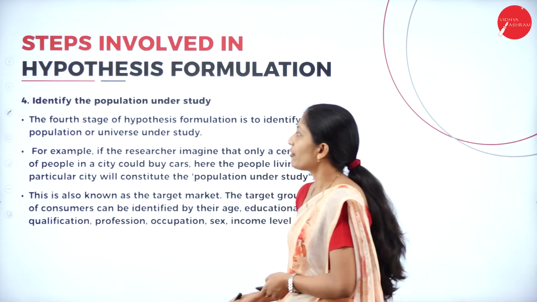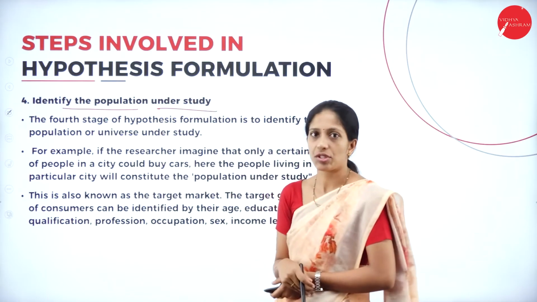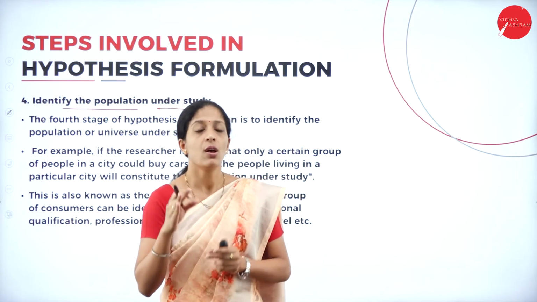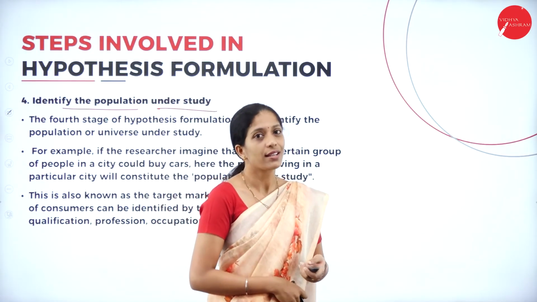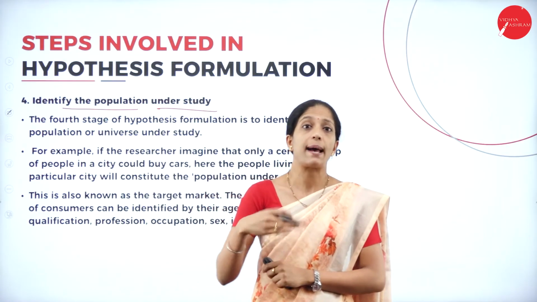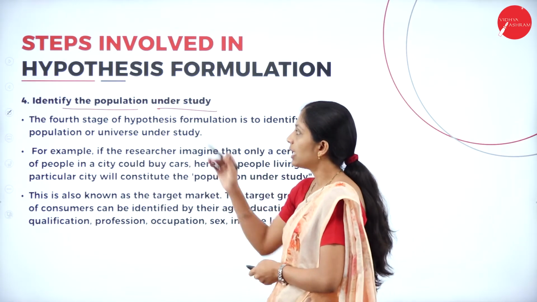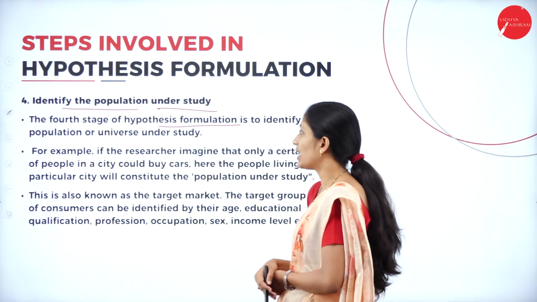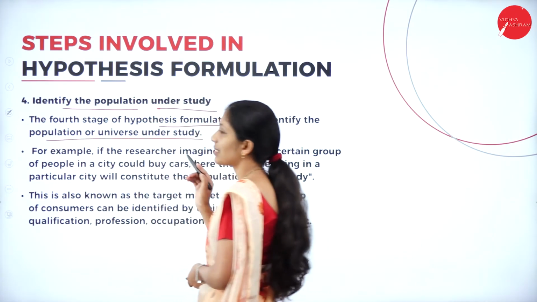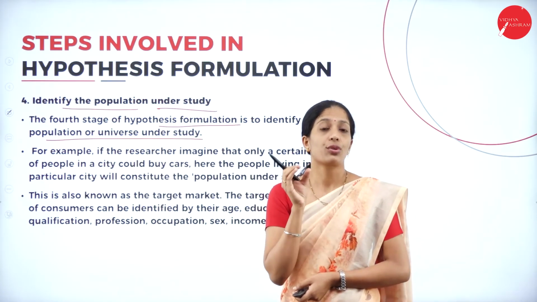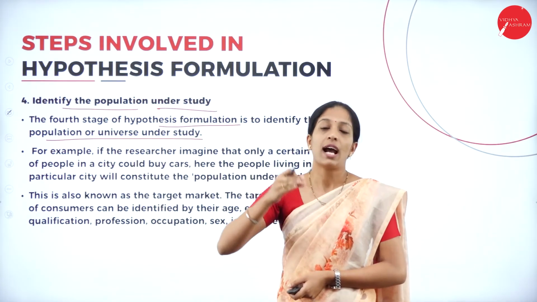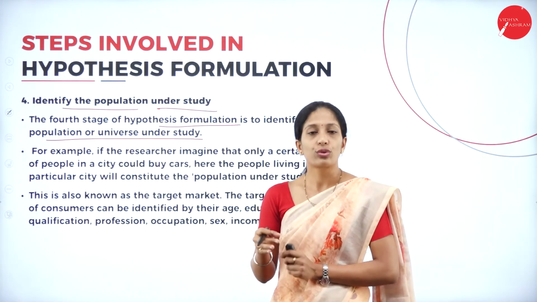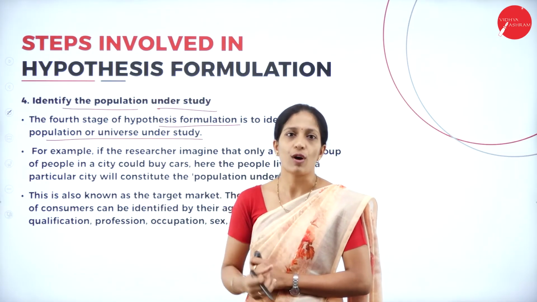Now, coming to the fourth step, identify the population under study. As I told you, the researcher can collect the information from the whole population or from a group of people, which is called sampling. That is, through the sampling method, he can collect the information. The fourth stage of hypothesis formulation is to identify the population or universe under study. From whom does the researcher want to collect the information relating to his topic, that is, bank loan and its effect on sale of cars? Now, this is the topic. Whether he has to study the whole population or a small group of people.